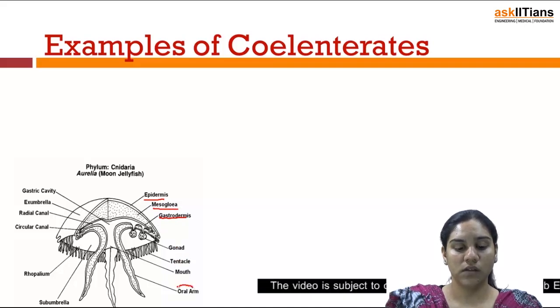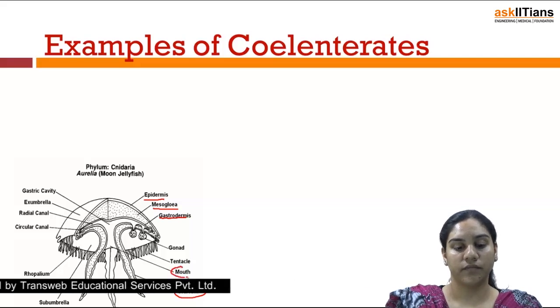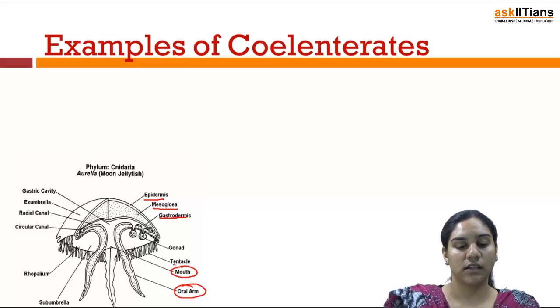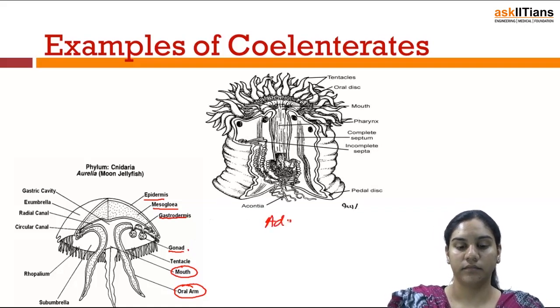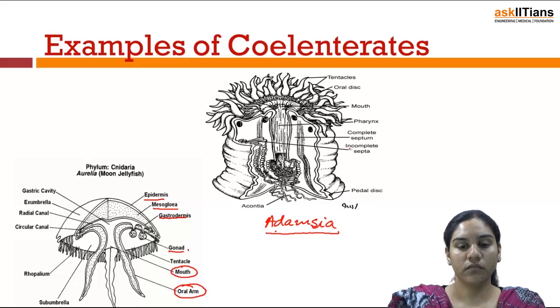Oral arms are present in these organisms, and above that a mouth is present. Tentacles are present all around their body, and this figure also shows the gonads. The next example is of the Adamsia. Adamsia is a sessile form, and in this sessile form, an oral disc is present, and around the oral disc, all over tentacles are present. The oral disc is surrounded by the tentacles.